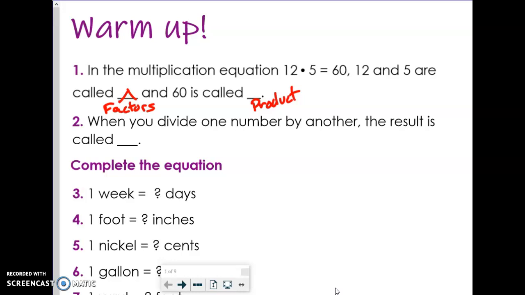When you divide one number by another, what's the result called? When we multiply numbers, it's called the product. When we add two numbers, it's called the sum. When we subtract two numbers, it's called the difference. Do you remember what that fourth one is called? When we divide two numbers?